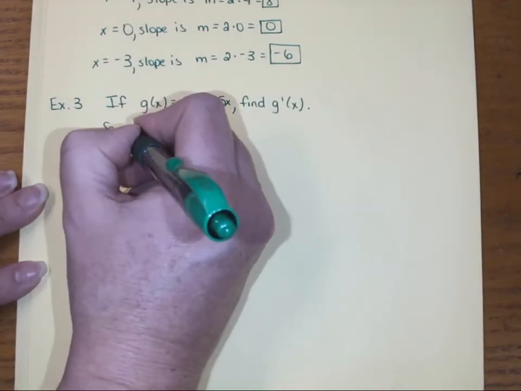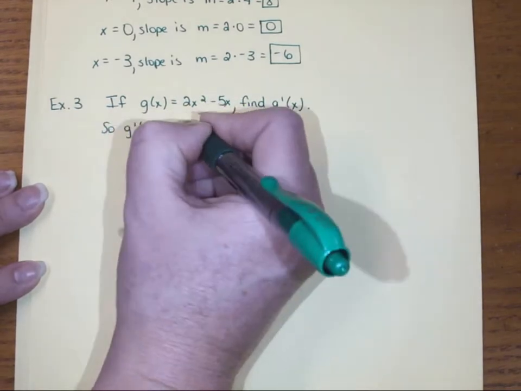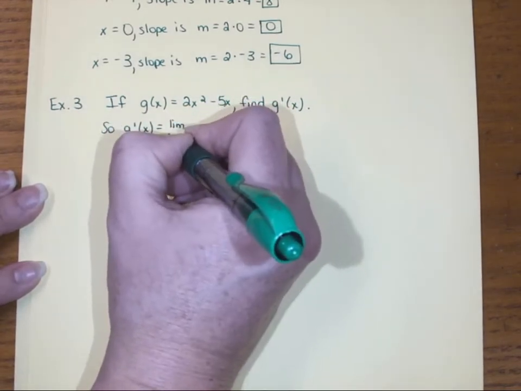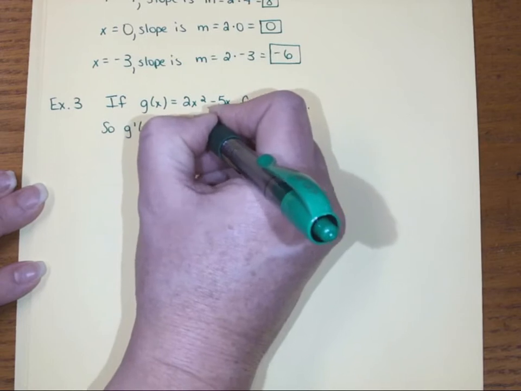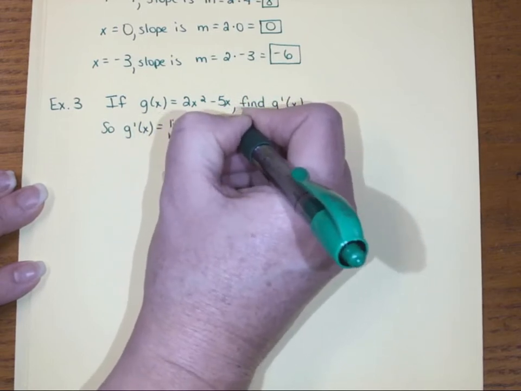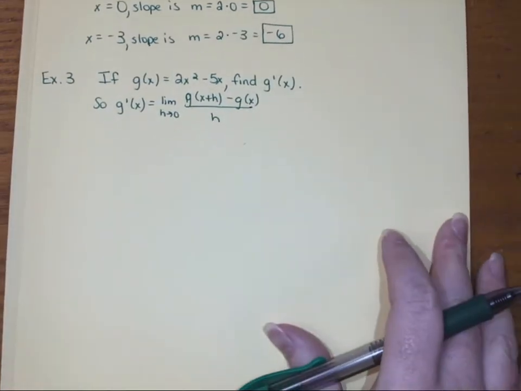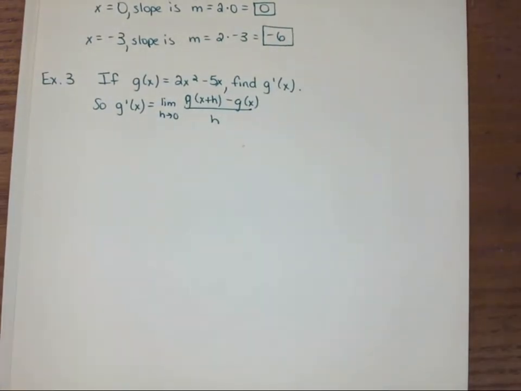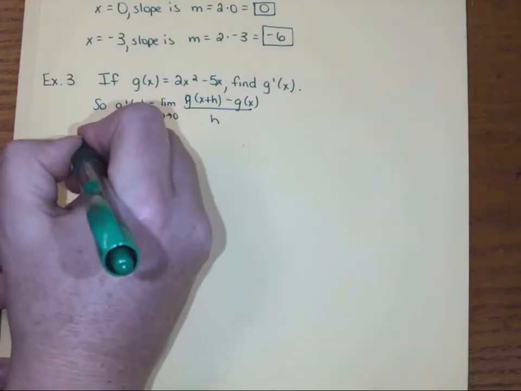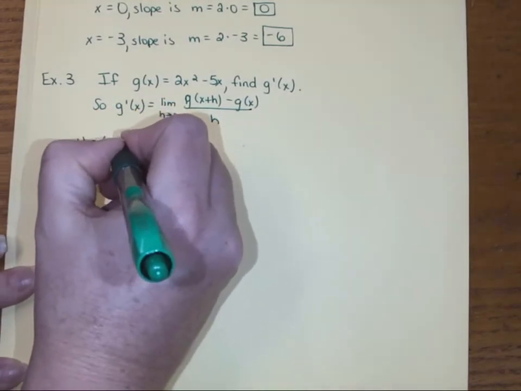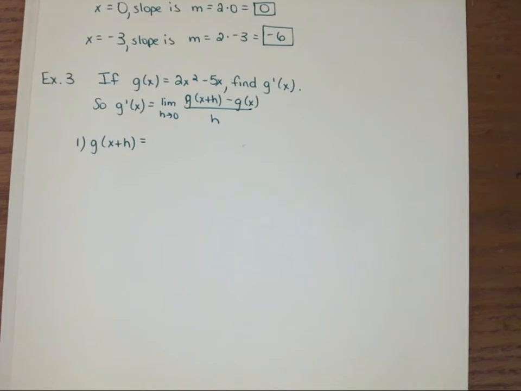Notice I switched to g. It doesn't really change anything other than all the things that were f will now be g. So it's g of x plus h minus g of x all over h, and then take the limit as h approaches 0 of that. So just like before, I'm going to tackle pieces at a time. Step number 1 is often one of the more difficult steps to this 4-step process. If you can get past the tediousness of step 1, then you pretty much have it, because then things start to cancel out.